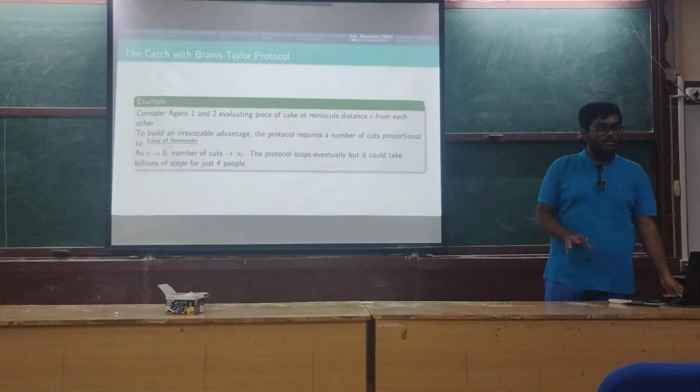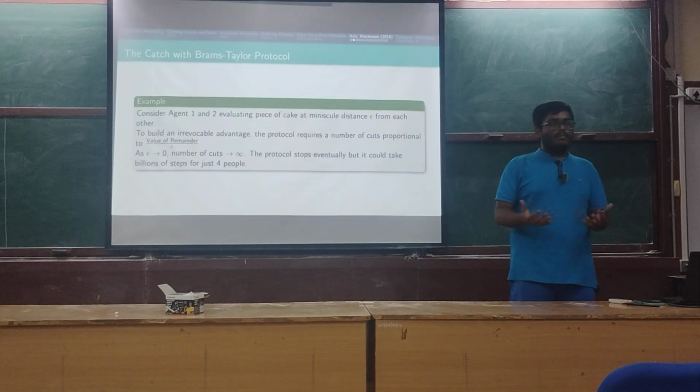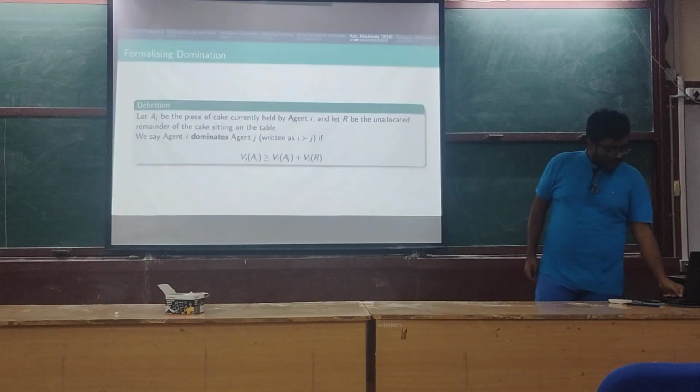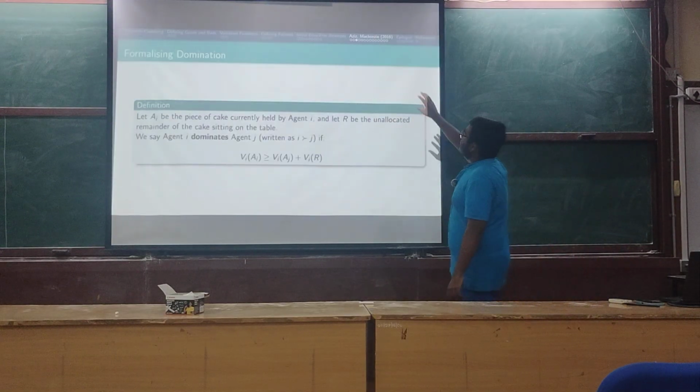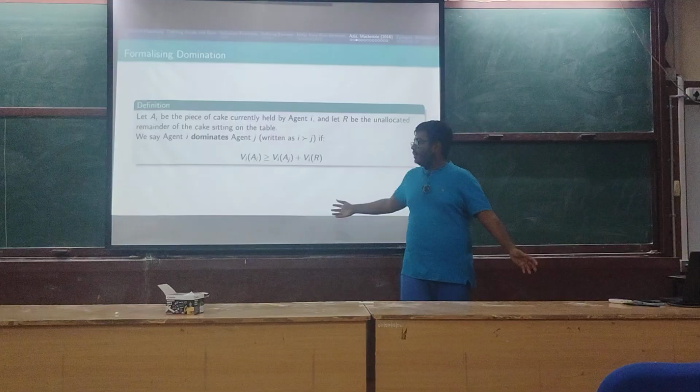and it will cause a lot of cuts, which will be necessary for us to overcome this disagreement. This is why we come to the Aziz-Mackenzie theorem of 2016. This is the main crux.